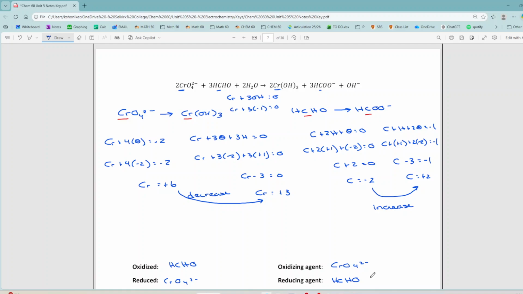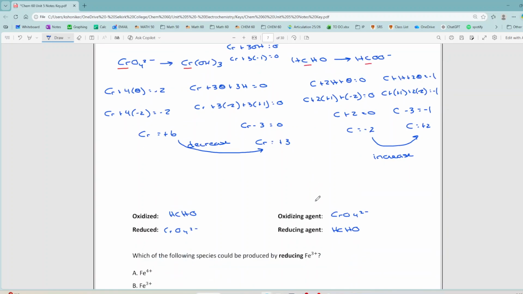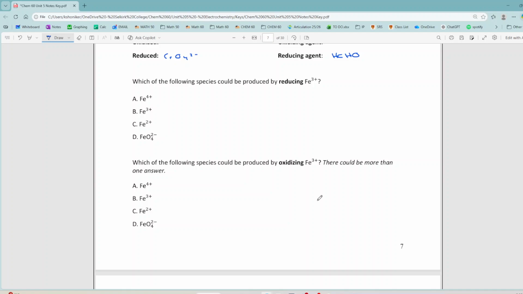Great. So hopefully that was enough examples that you feel confident in that. I didn't know if it was too much or too little, but the last part is just some different sorts of questions. So for the next one, it says, which of the following species could be produced by reducing Fe3+? If you are reducing Fe3+, you need a decrease. It is going to be a decrease in oxidation number, so something smaller than a +3. So the only one that could be the product of a reduction of Fe3+ would be Fe2+.